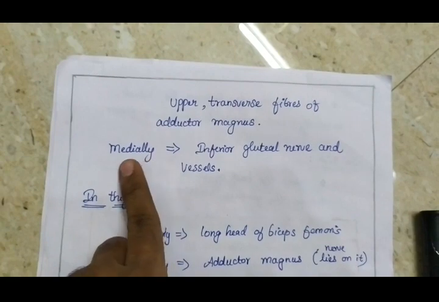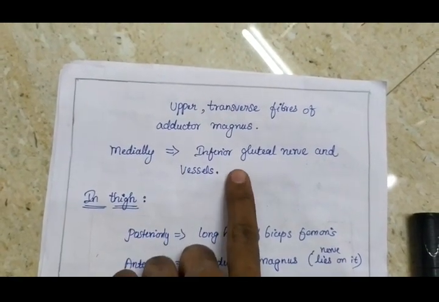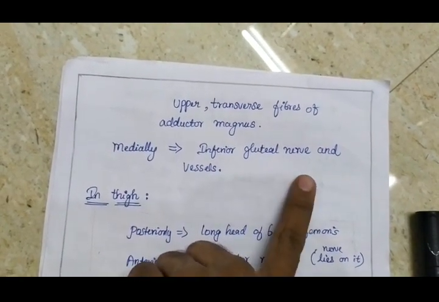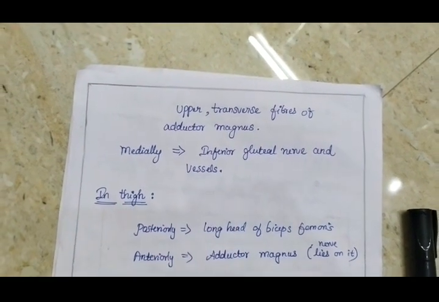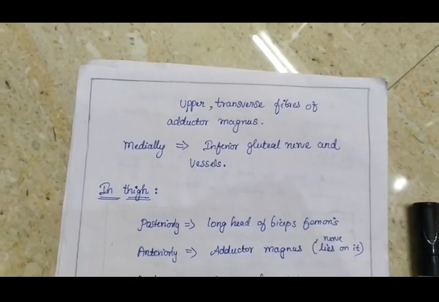Then the medial relation: medially the nerve is accompanied by the inferior gluteal nerve and the vessels, inferior gluteal arteries. So let me show you the picture of the relations.